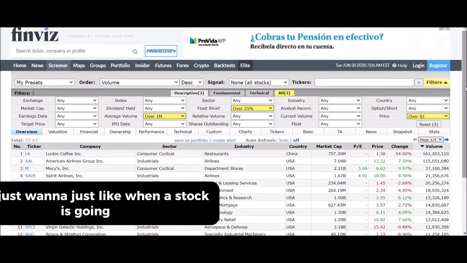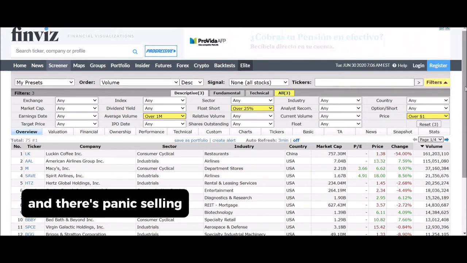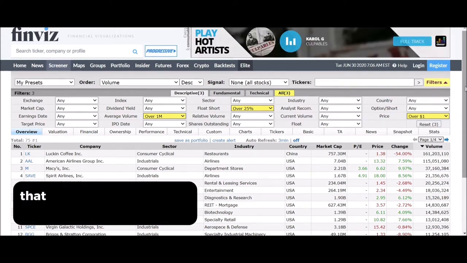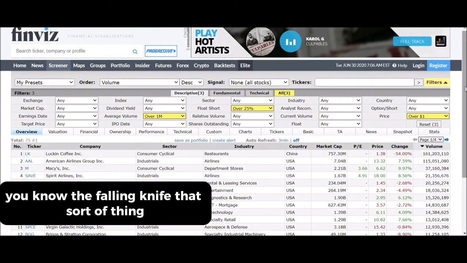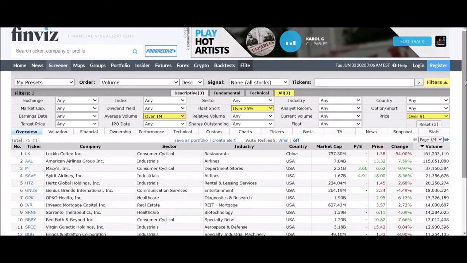Just like when a stock is going down and it just keeps going and going, there's panic selling. If you've ever been in that situation, that feeling of where's the bottom, the falling knife, that sort of thing. It's the opposite with the short squeeze. It can be, at least.